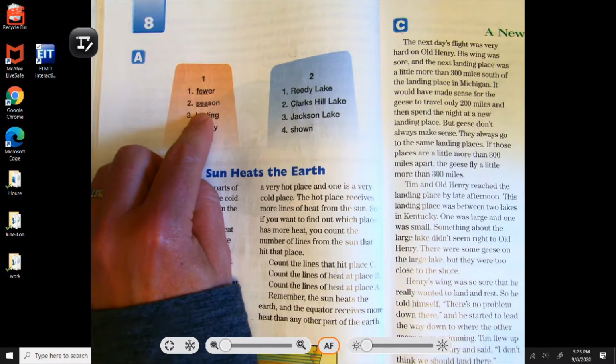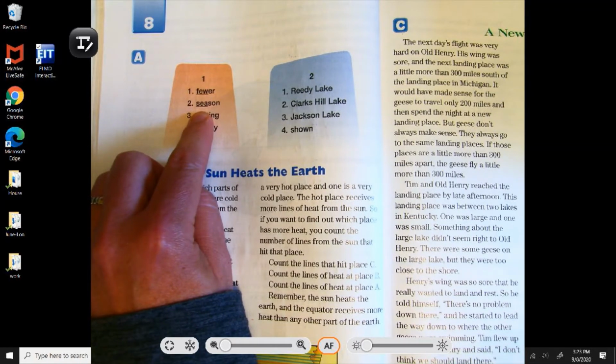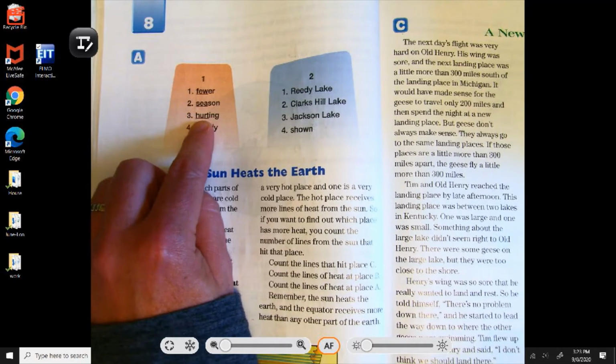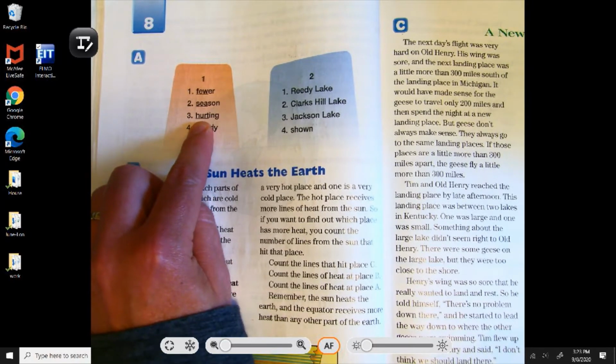Fewer. Word 2. What's the first syllable? See. What's the whole word? Season. We are soon beginning the season of fall. Have you felt fall weather moving into the air? I sure have. Word 3.